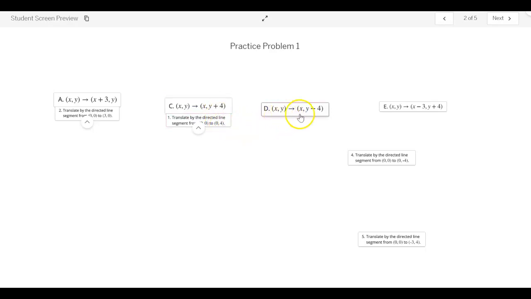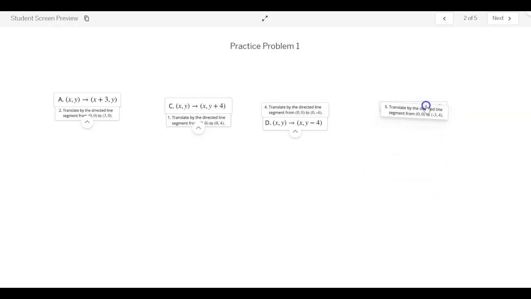Here we have xy is becoming x comma y minus 4. So I need to see a negative 4 on the y side. And finally, I have xy is being transformed to become x minus 3, y plus 4. So if we look at this last one, we'll see negative 3 comma 4. And these are the correct answers. You should be able to check them. Sometimes it works, sometimes it doesn't, but you can check them right here.